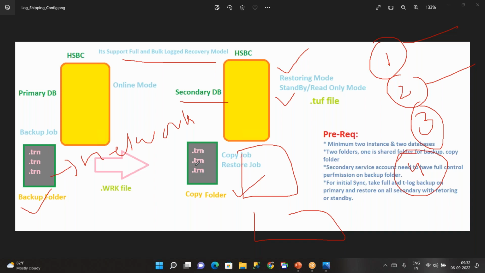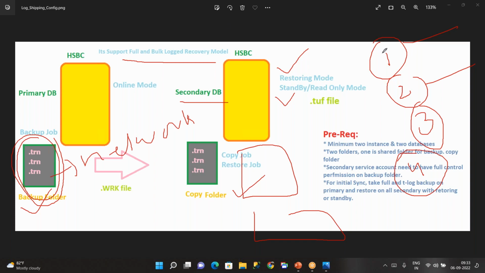One more additional thing. Whatever service account you are running on the secondary, you need to grant that service account permission on the backup folder. Otherwise you cannot access it. All the secondary service accounts should be granted permission on the backup folder. Tomorrow I will show you that as well. Create two folders and grant permission on the backup folder to the secondary service accounts. That is the fourth point.